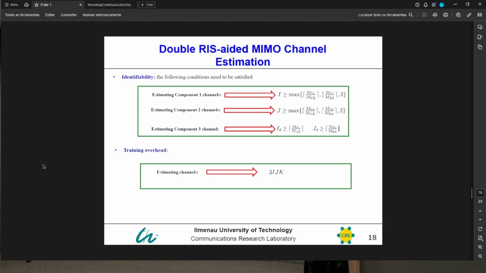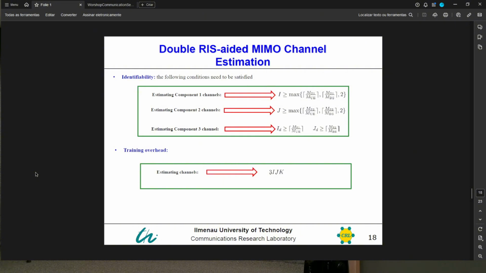MBX is the number of antennas at the base station. Then we have a similar requirement for accurate channel estimation of channels in component 2, where in this context the J, the number of training sequence in the RS2, should be greater or equal to the maximum of this operation in this place. And then for component 3, we have that I subscript D should be greater or equal to this, or J subscript D should be greater or equal to this.